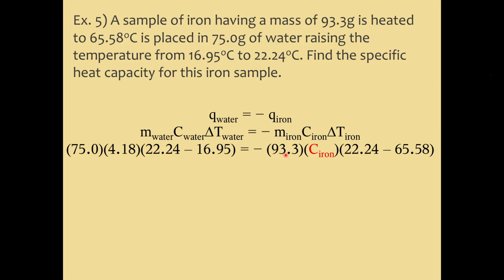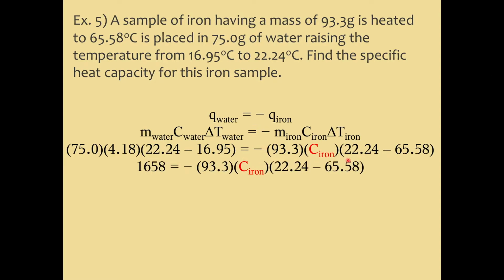And now over here on the right, this is the mass of the iron. The specific heat of iron is what we're trying to find. And then the change in temperature of the iron is something you have to infer as well. It started at 65.58, but it is changing, and we assume that the final temperature of the iron and the final temperature of the water equilibrate when they are the same temperature. So that is one thing you have to throw in there. Now, the temperature of the iron went down. That's why this term right here is negative. Well, it's a good thing we have this negative out in front to cancel that out.